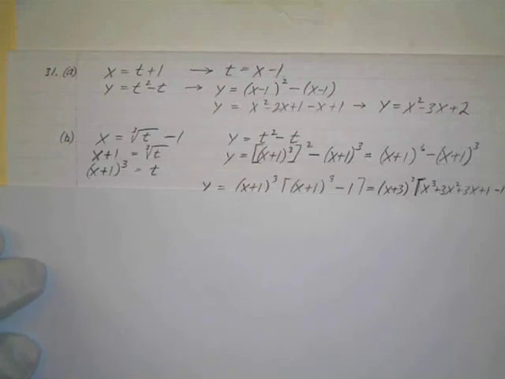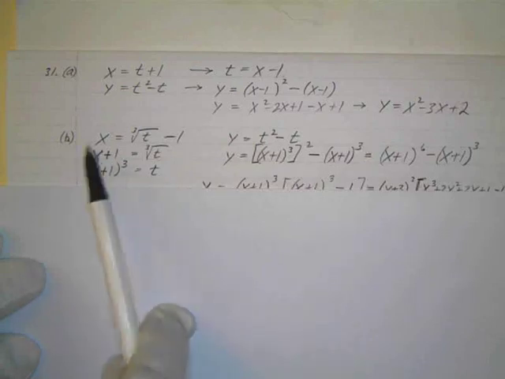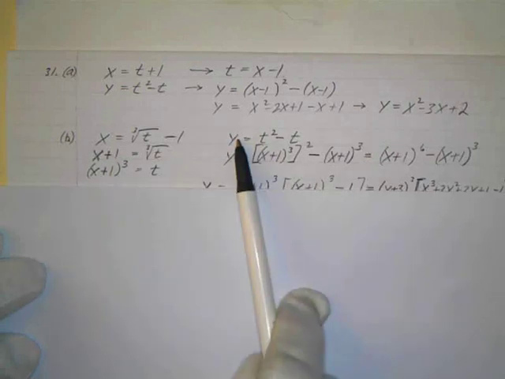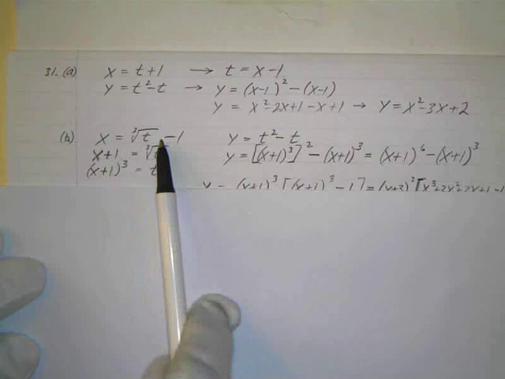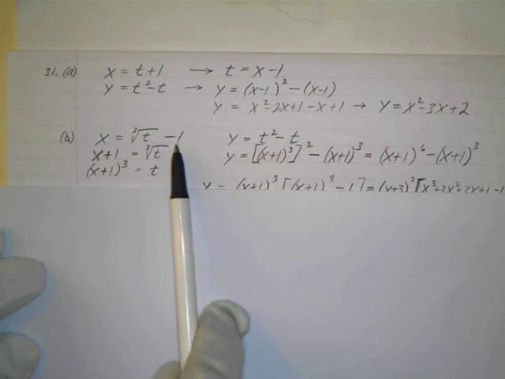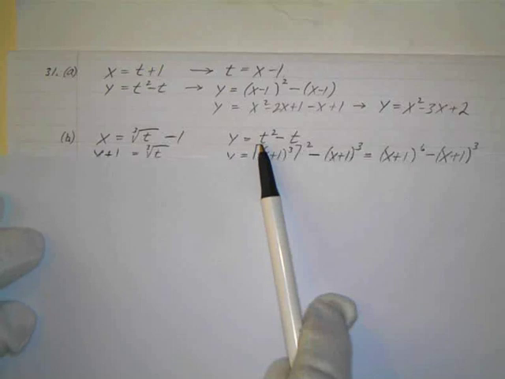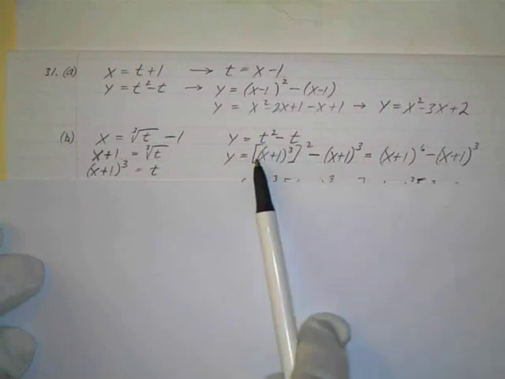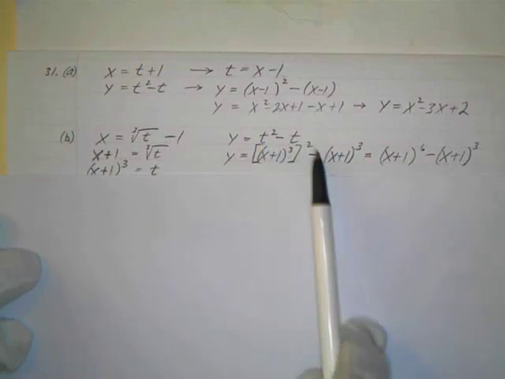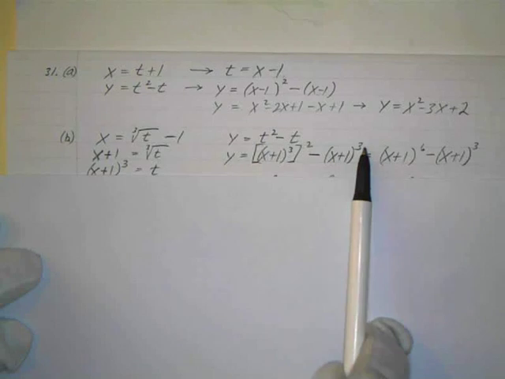Okay, let's take a look at the B part. Again, the y is the same, t squared minus t, so the x is a little more complicated. Again, I have to solve for t in terms of x, so I could add 1 to both sides, and then cube both sides, and t equals (x plus 1) cubed. Every time I see a t, I put (x plus 1) cubed. So I got ((x plus 1) cubed) squared minus (x plus 1) cubed.